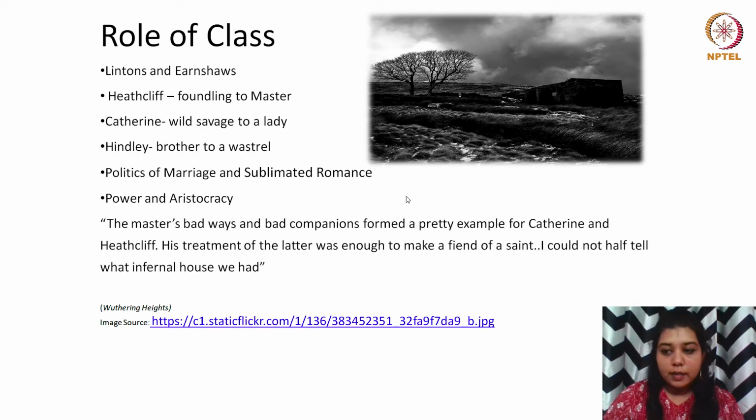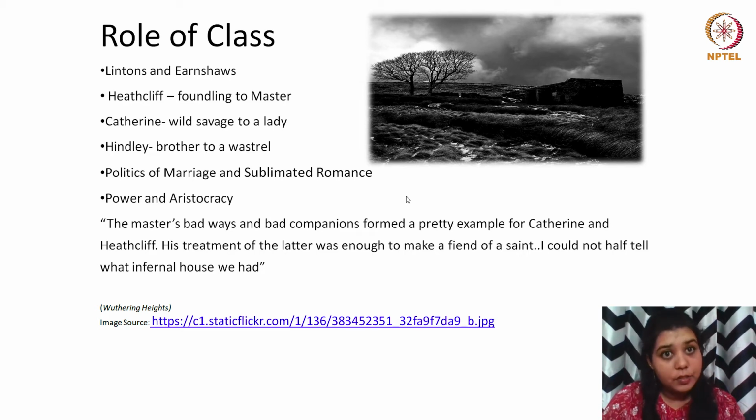The role of class is very vital in this novel, just like Gothicism. It can be argued, to an extent, that the idea of class provokes raw emotions from the characters. It would be clear if I give you an example. Due to his ill treatment from Hindley and Linton, Heathcliff vows to take revenge on them, and he takes this revenge by conquering the class that Linton and Earnshaw possessed.